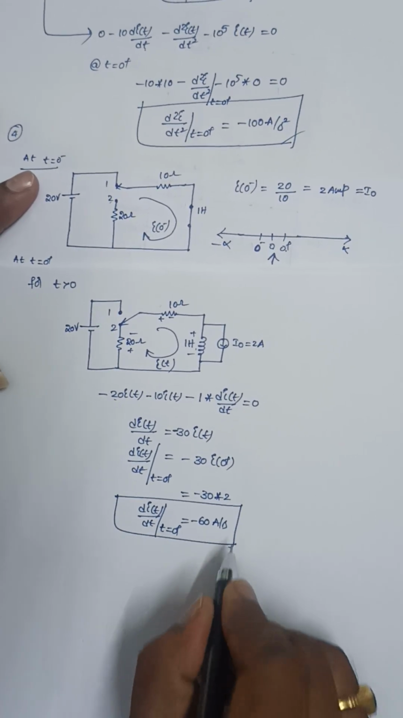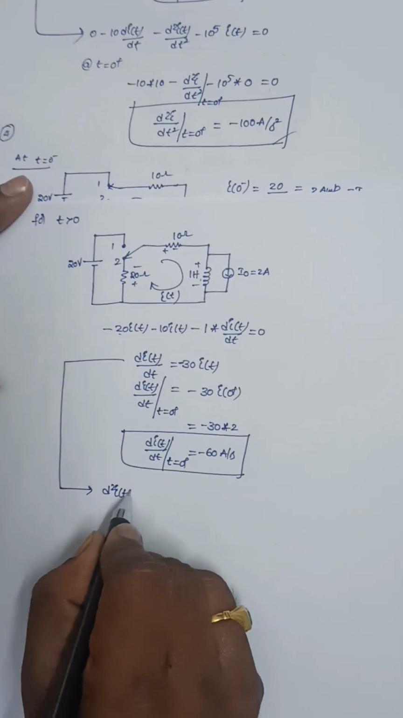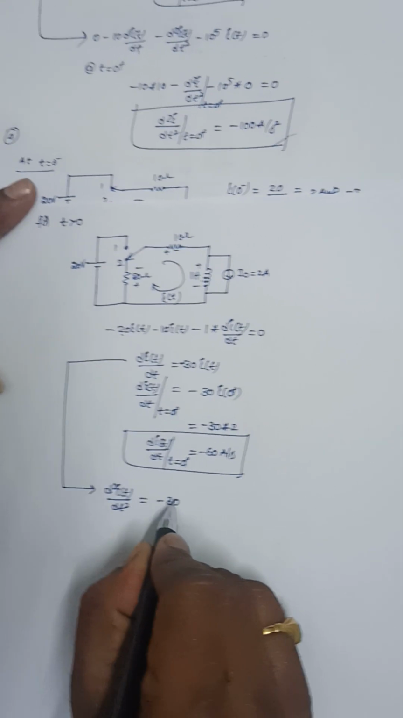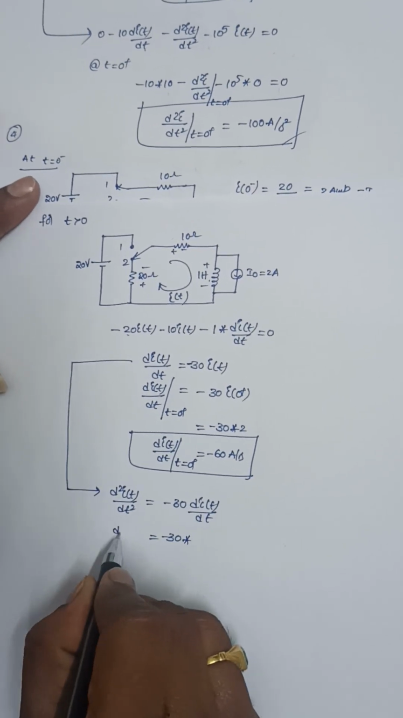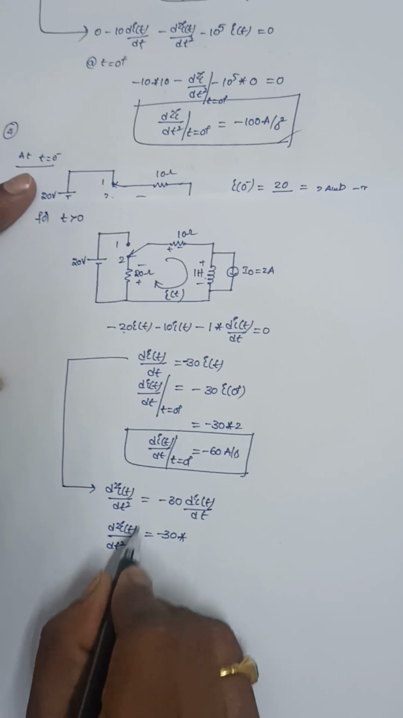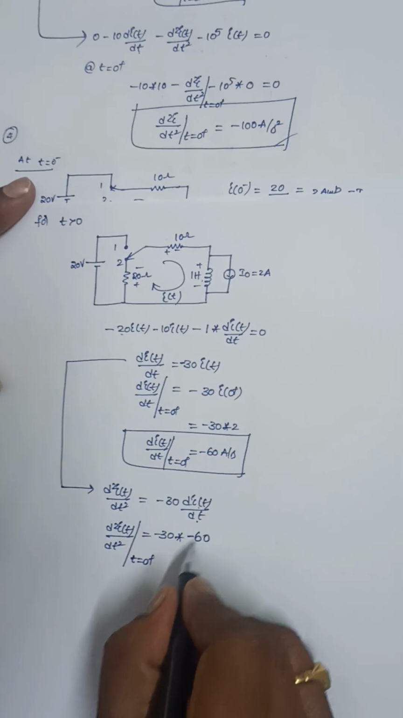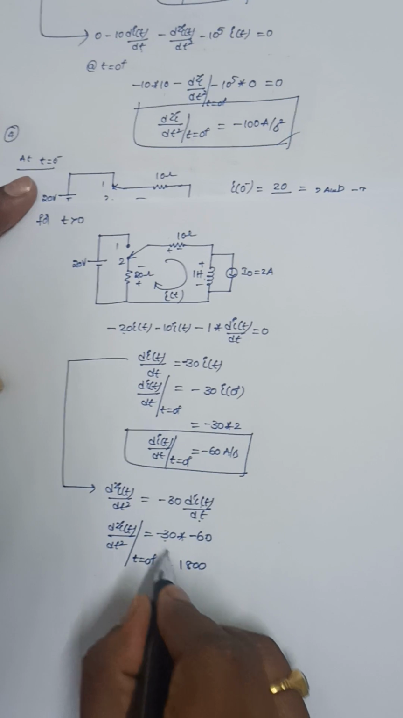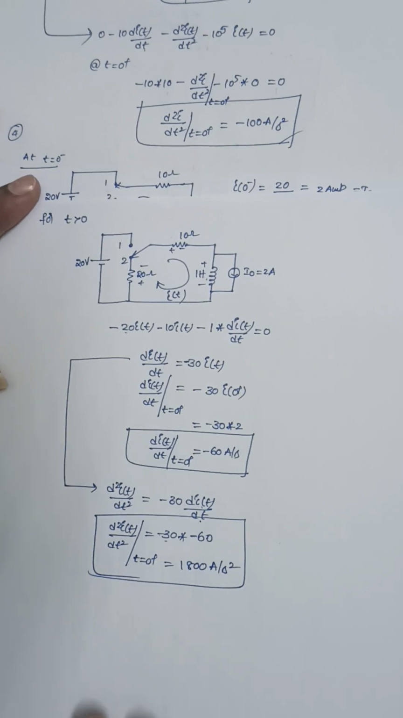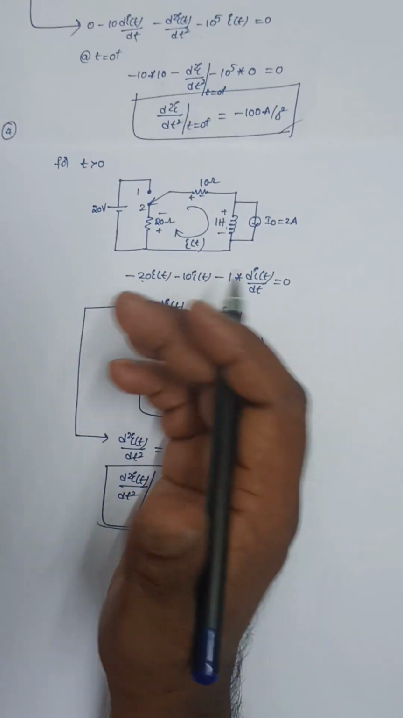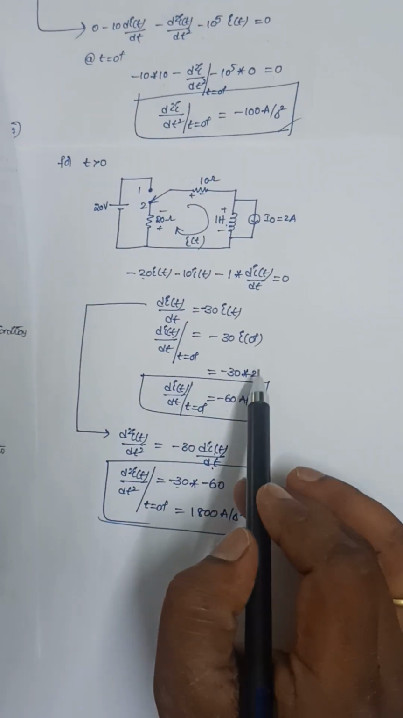This is the value. And if you want to calculate d square i(t)/dt square, you differentiate this equation: d square i(t)/dt square is equal to minus 30 into di(t)/dt. At t equal to 0+, di(t)/dt is minus 60, so minus 30 into minus 60, minus into minus plus, is 1800 amperes per second square. So these are the answers that we got: minus 60 amperes per second, 1800 amperes per second square, and i(0+) is 2 amperes.